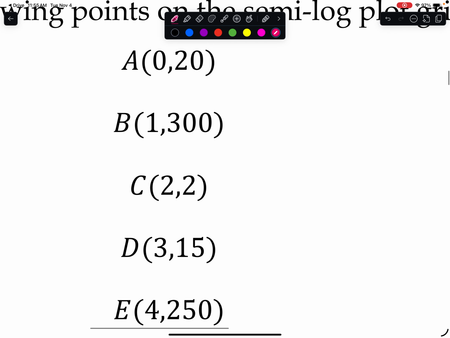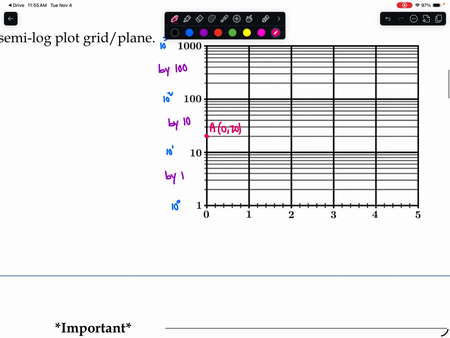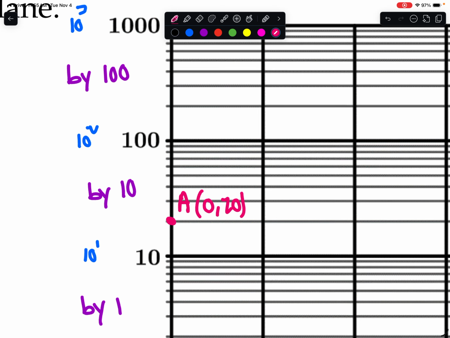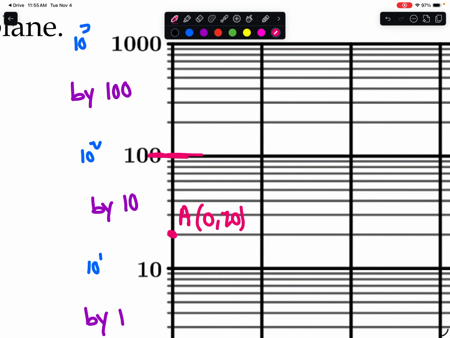So now if I look at 1, 300 for letter B, I'm going to go to 1 horizontally, and then I want to go to 300 vertically. So I know 100 is going to be at this tier, and then 200, 300. So that means my point right here is going to be point B, and then this would be 1, 300.